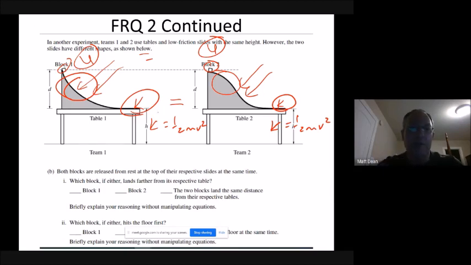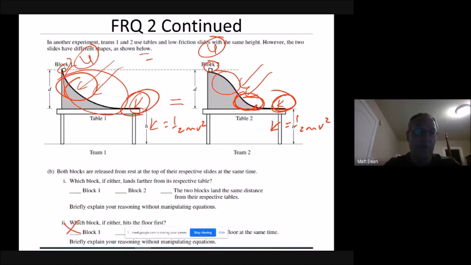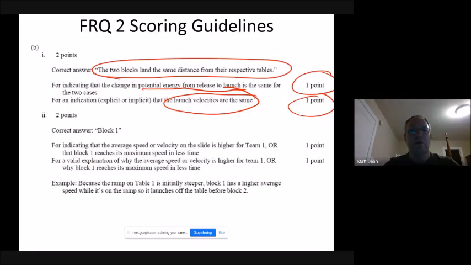The block on table 1 is going to get to the bottom of the hill faster than it does here, even though they both end up with the same speed once they get there. This one speeds up sort of all at once near the bottom. This one sped up really fast all the way down. So the answer we're looking for here is block 1's going to get there first because of the initial steepness of the slope. So let's look at the rubric on this one.